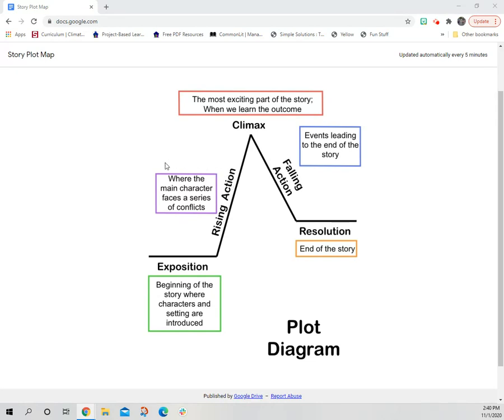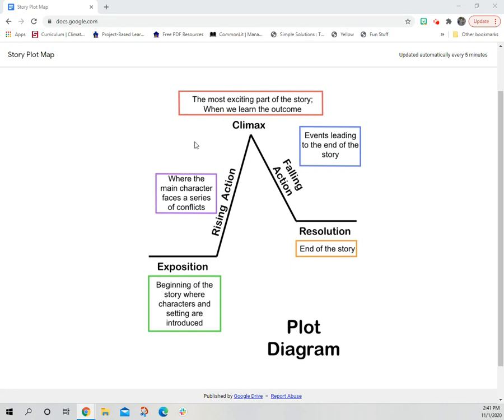And this is where the main character faces a series of conflicts. In the example of Jack and the Beanstalk, Jack goes to the market to sell his cow because they're so poor. And instead of selling his cow for money and food, he ends up making a deal with the con man and selling the cow for magic beans. Then he goes home and his mom throws the beans outside the window. And we know that the next morning, Jack wakes up to this huge beanstalk that goes all the way to the heavens.